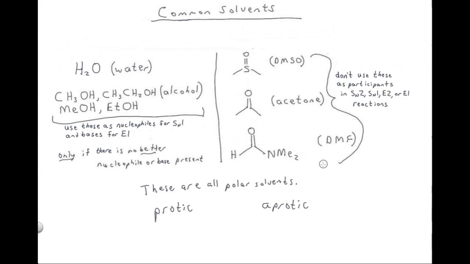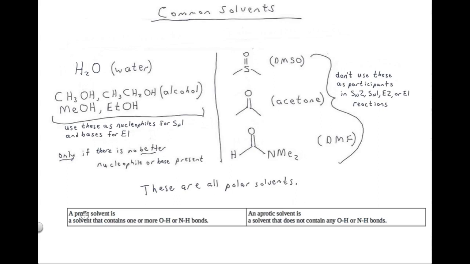Now, for our next concept, do you know how to identify whether a solvent is protic or aprotic? Could you identify which of these is protic or aprotic? How do you identify which solvents are protic and which are aprotic? Well, we haven't covered that yet, but here's the answer. For our purposes, we can define a protic solvent as a solvent that contains one or more OH or NH covalent bonds. An aprotic solvent is a solvent that does not contain any OH or NH covalent bonds. So take a moment to memorize these definitions.